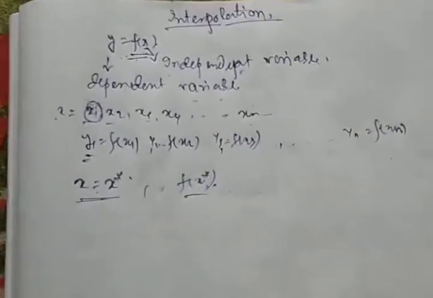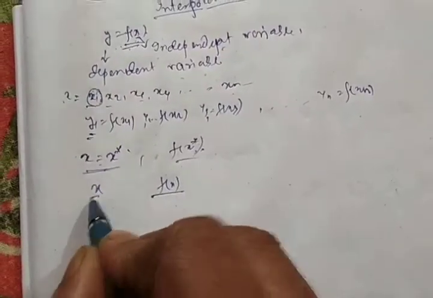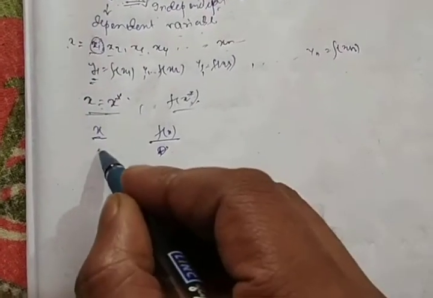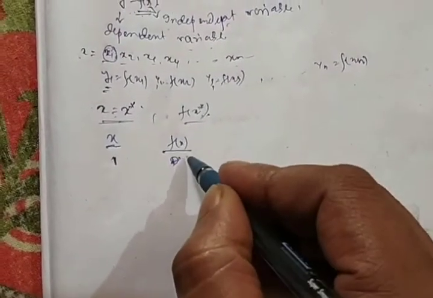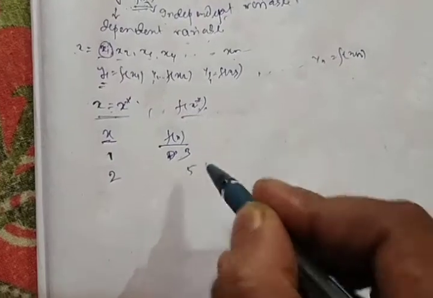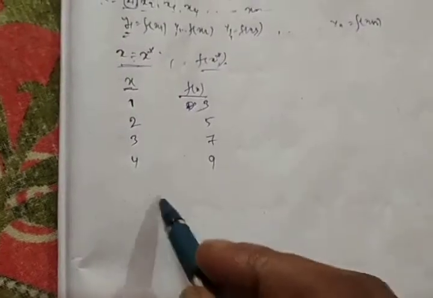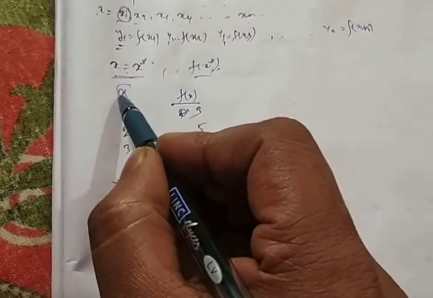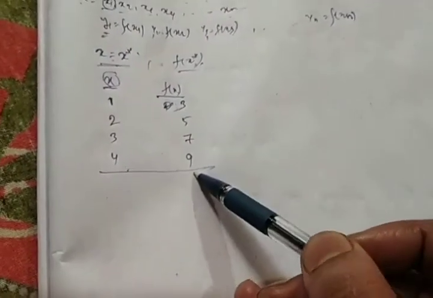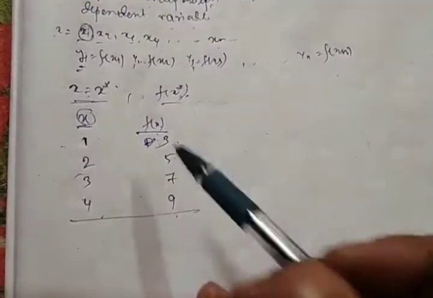Take another example. Suppose f(x) is given for some points. Whenever x is 1, f(1) equals 3; when x is 2, f(2) equals 5; f(3) equals 7; f(4) equals 9. For these four values of x, we have the values of the function in this form.